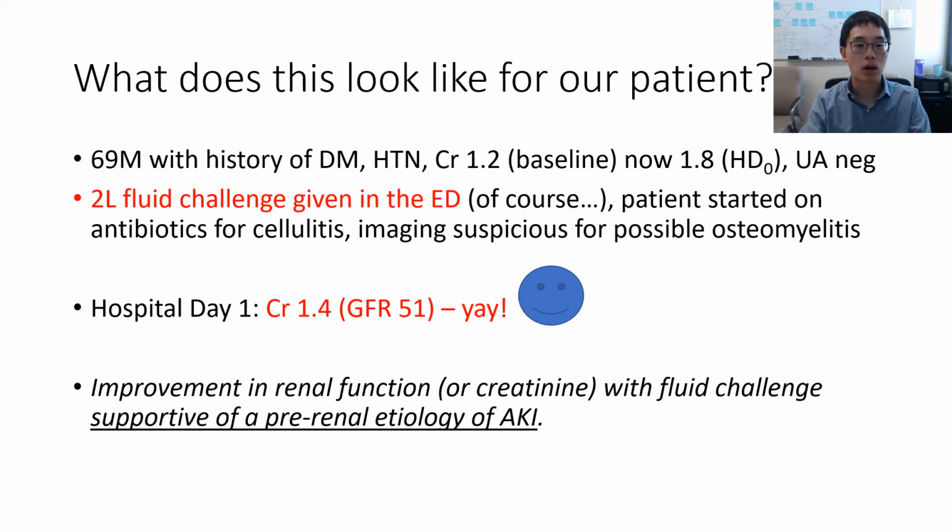If we go back to our case study, a 69-year-old gentleman with a history of diabetes, hypertension. If we recall, the creatinine was 1.2 at baseline, now it's 1.8 on hospital day 0. The urinalysis was negative. The emergency room gives them 2 liters of fluids. The patient is started on antibiotics for suspicion of cellulitis and maybe osteomyelitis. And on hospital day 1, the creatinine is down to 1.4. Now, if we calculate the GFR, that's 51. And we say we're happy, right? The creatinine has gone down, the kidney function has improved, and this is supportive of a pre-renal etiology of this patient's AKI.